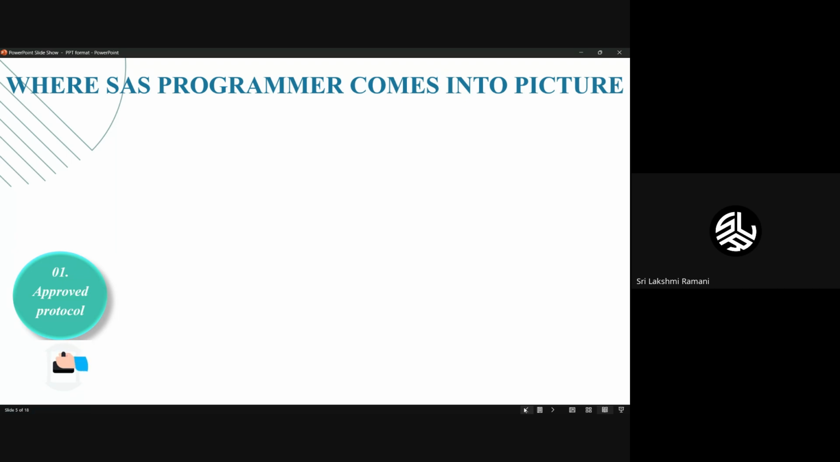It is the outline of the clinical trial. In that protocol, what we have is, how do we conduct those clinical trials? What's the duration? What's the process? Which drug we are using? How many subjects we are using?